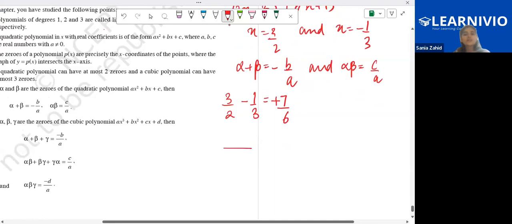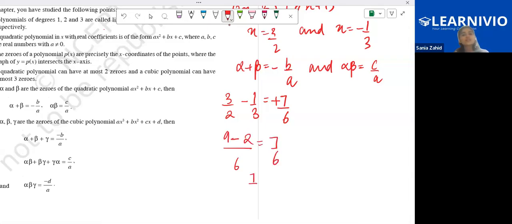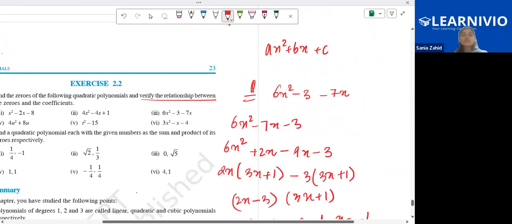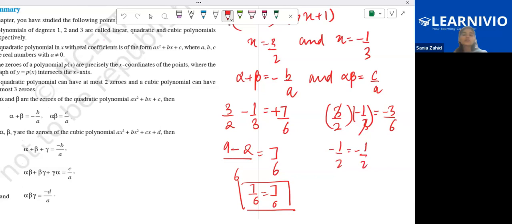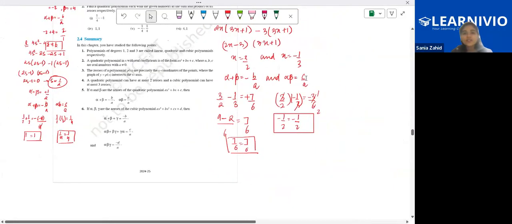So see, you'll get 7 by 6 only because LCM is 6. 9 minus 2, 7 by 6 only you're getting. So your answer is correct. And alpha into beta, 3 by 2 into negative of 1 by 3 should be equal to c by a. Now what is c by a? C is negative 3 by 6. So you cancel 3 and 3, you get negative 1 by 2 is equal to negative 1 by 2, because this one also will cancel and you get the same answer. So your answer is also verified.